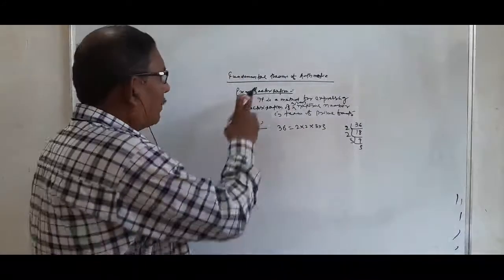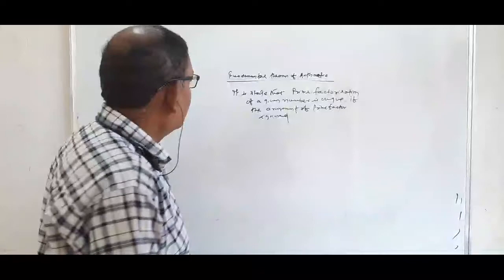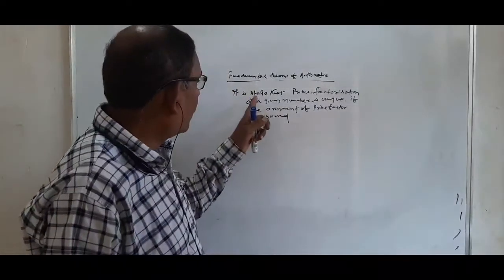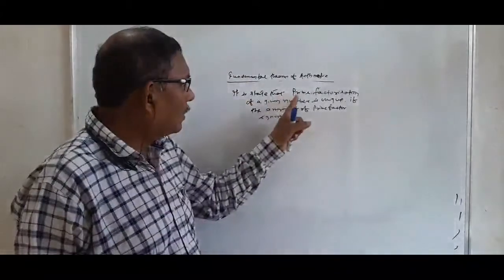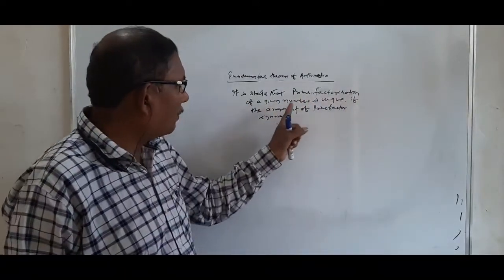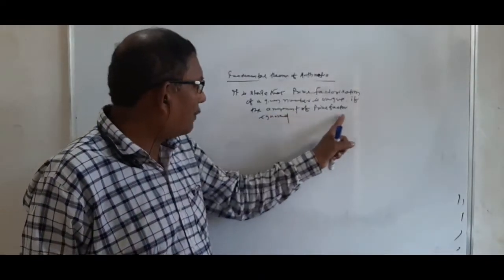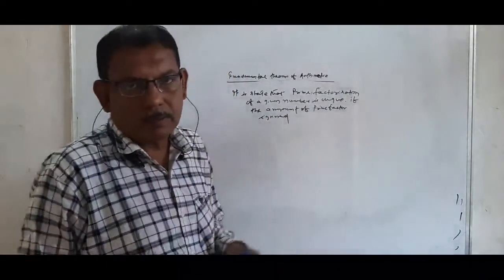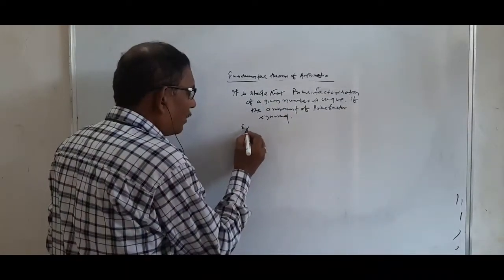Now come to your fundamental theorem of arithmetic. So what is actually the fundamental theorem of arithmetic? Look here. It states that the prime factorization of a given number is unique if the arrangement of the prime factors is ignored. Okay. So take one example here.